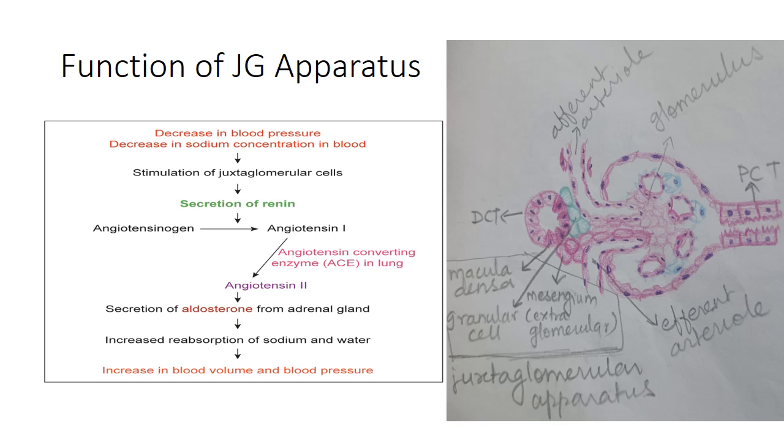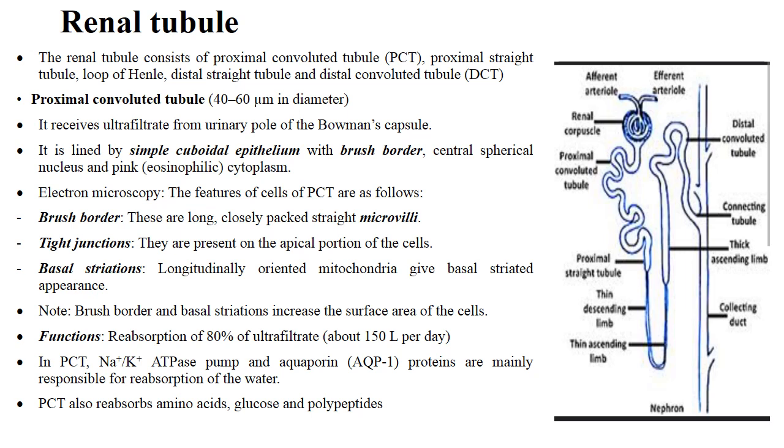In young individuals, kidney diseases are to be ruled out as renal hypertension is a very important cause in young individuals. The renal tubule consists of the proximal convoluted tubule, then the loop of Henle. There is a proximal straight tubule, then the loop, and then the distal straight tubule. Then we have the distal convoluted tubule. The renal tubule receives glomerular filtrate from Bowman's capsule at the proximal convoluted tubule, and then it continues as the distal convoluted tubule with the collecting tubule.